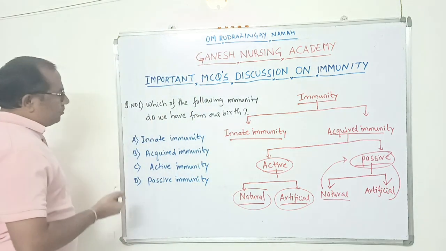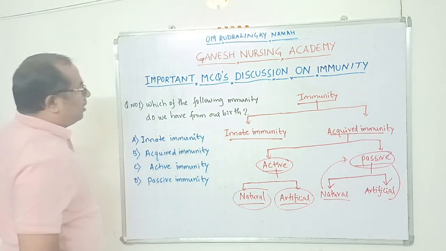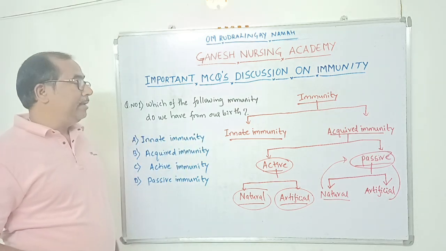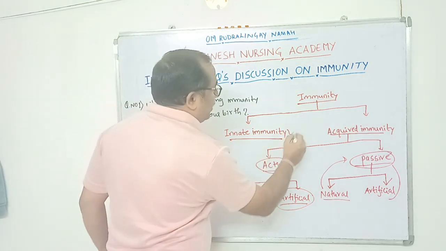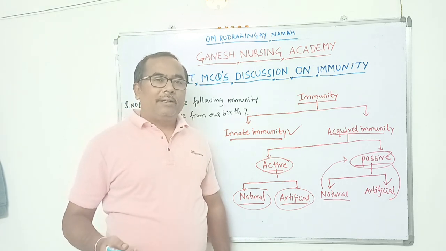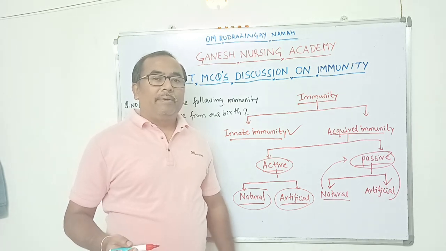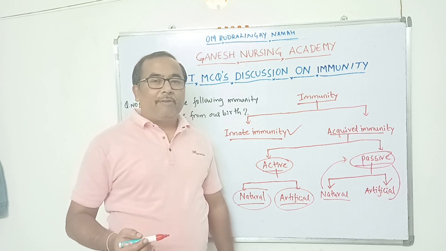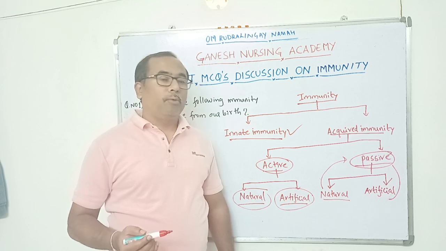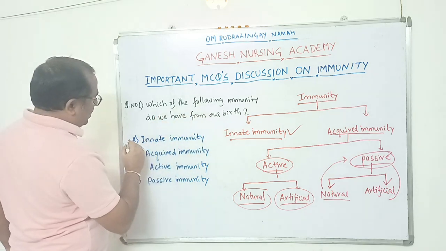And what is the option here? Option A. The question is, which of the following immunity do we have from birth? Since birth, we have innate immunity. Innate immunity is immunity that is present by birth only. It is determined by hereditary factors and genetic makeup. If the hereditary factor and genetic makeup are very good, the immunity will be very strong, and it is weak if the hereditary factor is weak, or if the genetic makeup is poor, then immunity will be poor. So the immunity we have from birth is innate immunity.